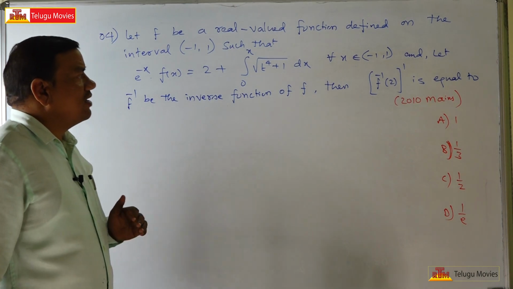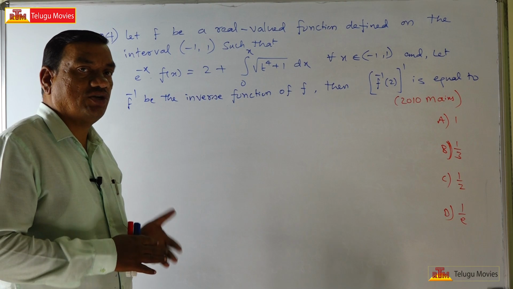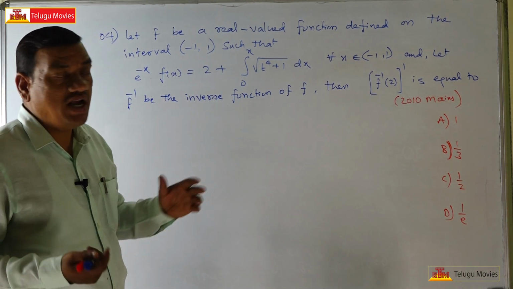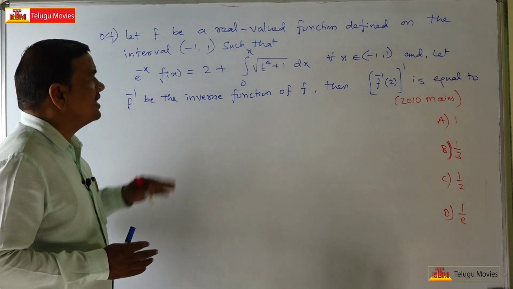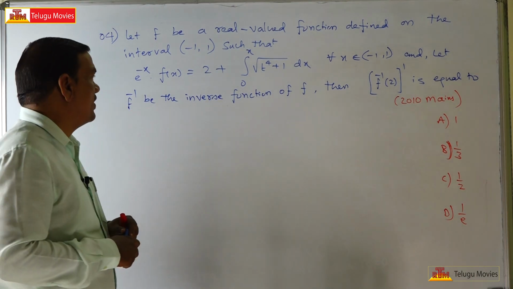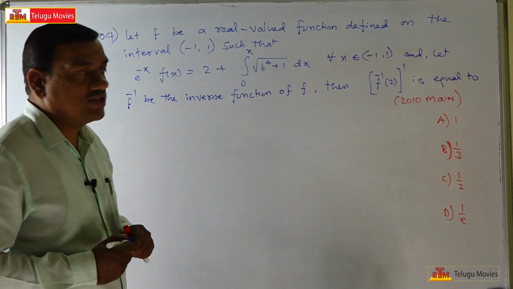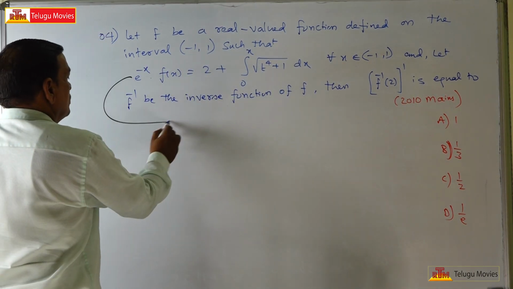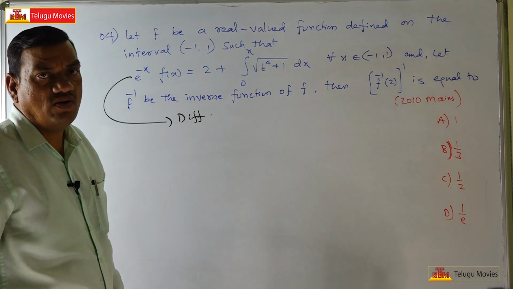Right. So this is a problem of both functions and integration, both algebra and calculus. So let us solve this problem. First we will find f dash of x. From this we cannot get f of x directly, so first to find f dash of x, differentiate this function. Differentiating with respect to x on both sides.